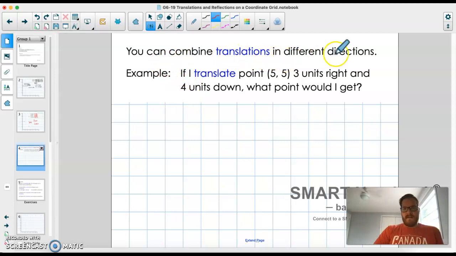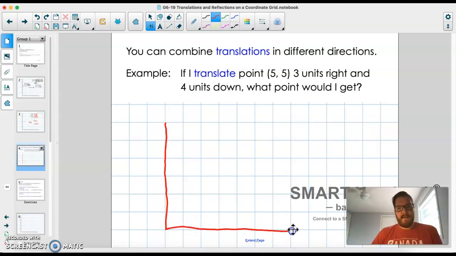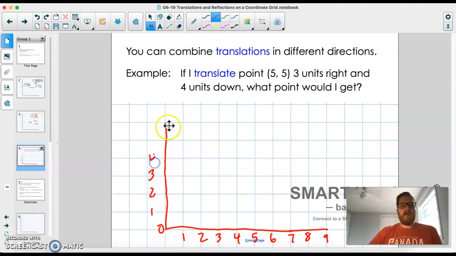We can combine translations in different directions, is what we want to talk about here. So here's a grid. I'll try and make this as straight as I can. Pardon the not straight line, but you get the idea. Okay, so this is 1, 2, 3, 4, 5, 6, and I better go look for 7, 8, and I'll go up maybe up to 9. That should be enough. And if this is 0, 1, 2, 3, 4, 5, 6, and I guess that will be 7. That's about as high as I can go.